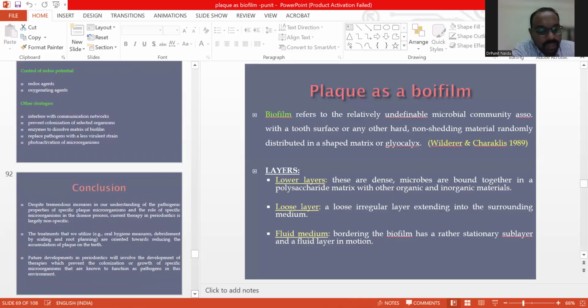So overall, we can conclude that for plaque as a biofilm, the treatments involved are oral hygiene measures and debridement by scaling and root planing, which is oriented towards reducing the accumulation of plaque on the teeth. And future development will involve therapies which prevent the colonization or growth of specific microorganisms that are known to function as pathogens in this environment.